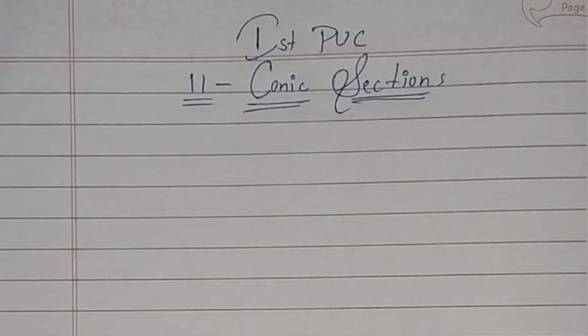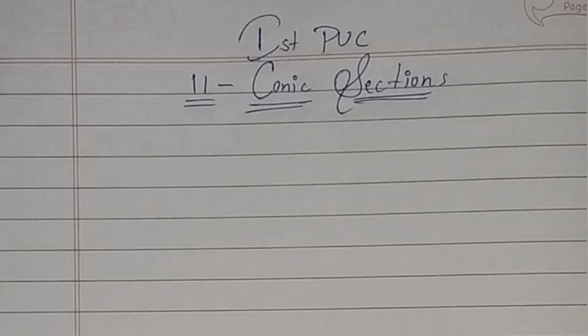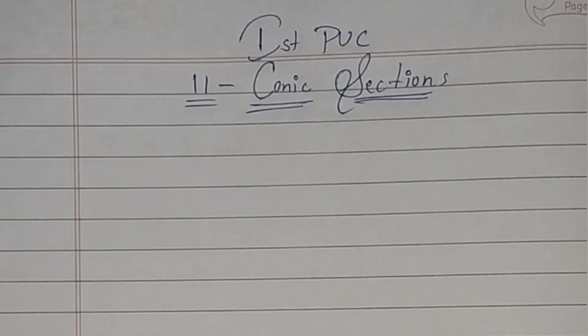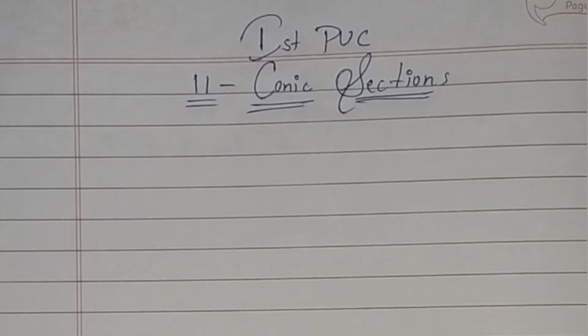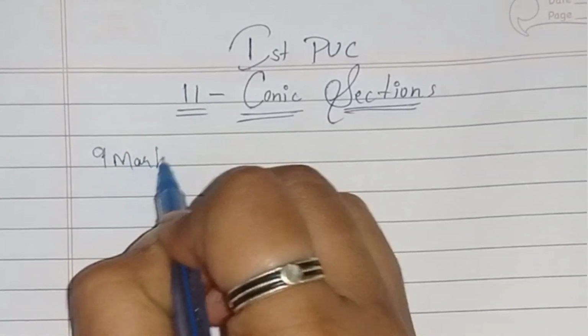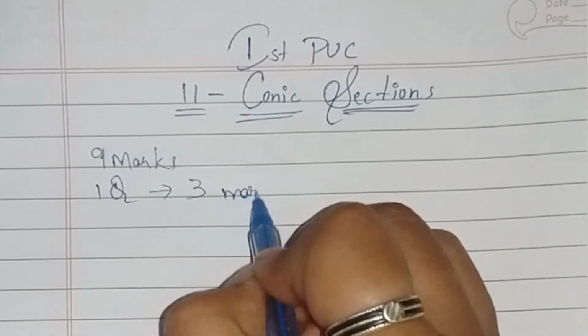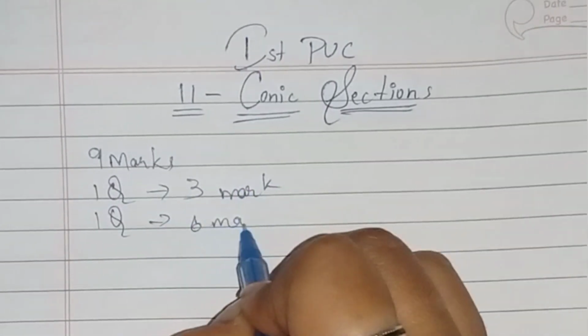Friends, welcome back everyone to my channel, and in this video we're going to see one of the chapters of first PUC, which is the 11th chapter, Conic Sections. And if we see the weightage of this chapter, it carries 9 marks. So there's one question for 3 marks and then one more question for 6 marks.